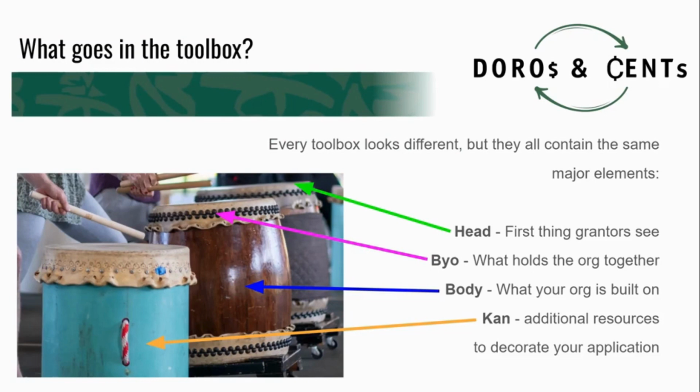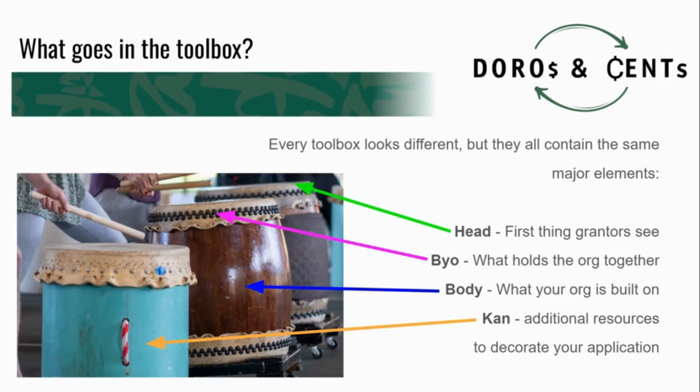The head is going to be the first thing that grantors or funders see. That's going to be all of your front facing, usually public access information that you would put on a website or things like that. Then you have the bio. That's the information that holds the organization together. So these are fun facts like when you were founded, when you became a 501c3, that type of information.